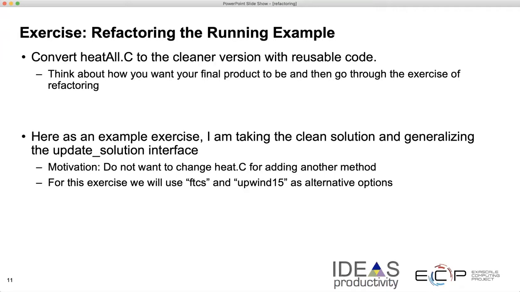What I want to do in this particular refactoring exercise is generalize the update solution interface and break apart heat.c so that in future, I should not have to touch any of the source code, that is any of the C code, in order to add an integration method. And I'm going to do this by changing the build system for achieving that goal. For the purpose of this exercise, we will use FTCS and Upwind 15 as the two methods of integration that we are going to provide as alternative options. Those are the only two we're working on, not completely, but we want to make sure that all of the methods of integration still continue to work.